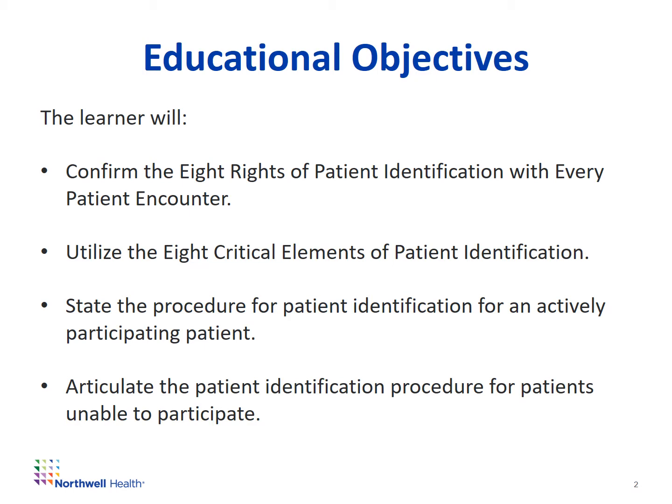The educational objectives on completion of this module are: the learner will confirm the 8 rights of patient identification with every patient encounter, utilize the 8 critical elements of patient identification, state the procedure for patient identification for an actively participating patient, articulate the patient identification procedure for patients unable to participate.